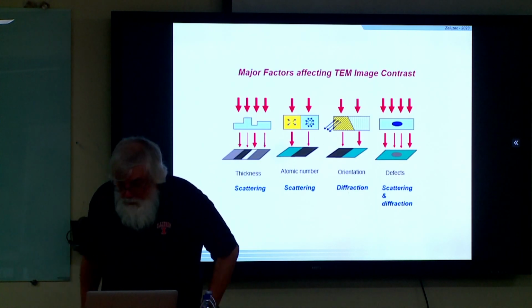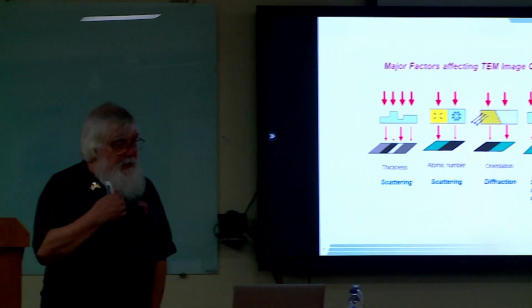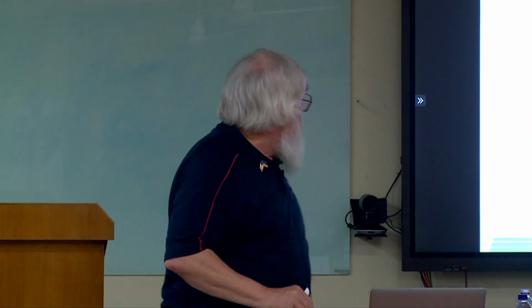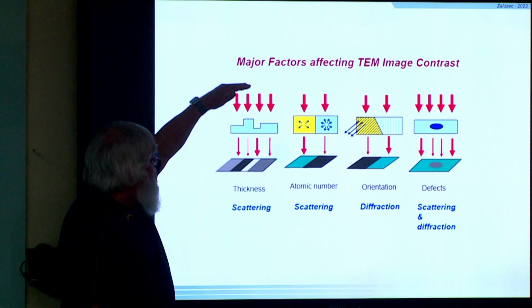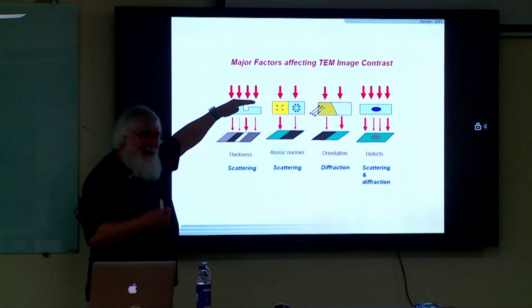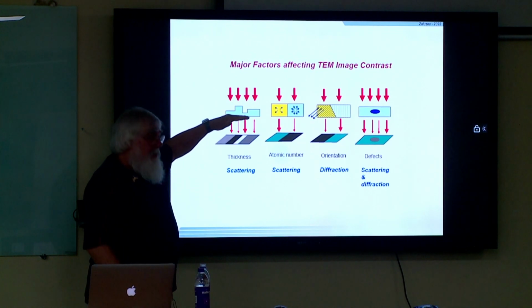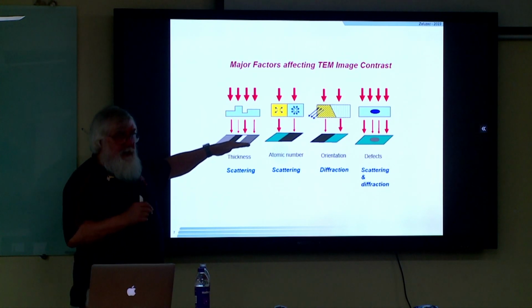All right. What are the major factors that control contrast? That's what we have to think about here. And there's 4 in my mind. First thing, it's all scattering from the sample. So the beam's coming in, scattering. The first type of contrast is thickness contrast.